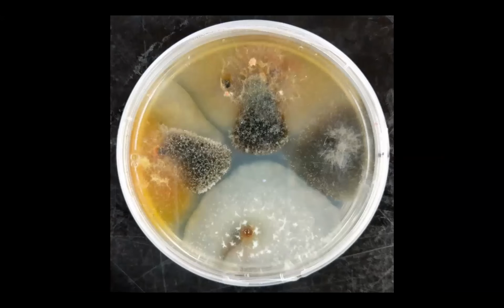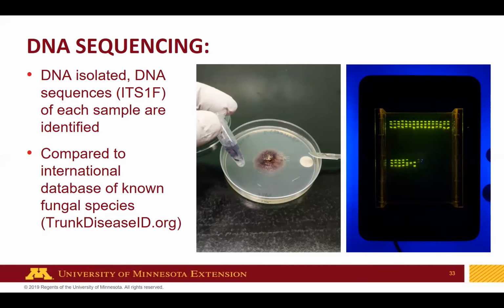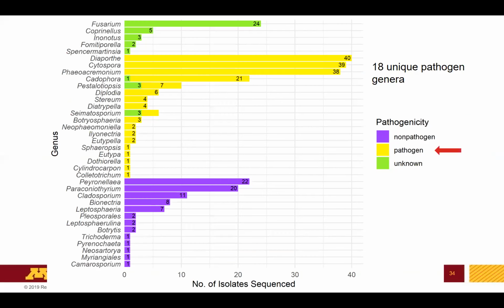Here's about 3 weeks after he plated those pieces, and you can see several different fungi growing from those little samples. So sometimes one vine sample will have multiple species. These are what some of the plates look like once he has grown those out into larger spaces. But you can't just identify the species based on what the plates look like. So he then sends away each sample for DNA sequencing. The results he gets back is a DNA sequence, and then he compares that sequence to an international database of known fungal species. This is on trunkdiseaseid.org. And that's how he identifies which species belong to which samples.